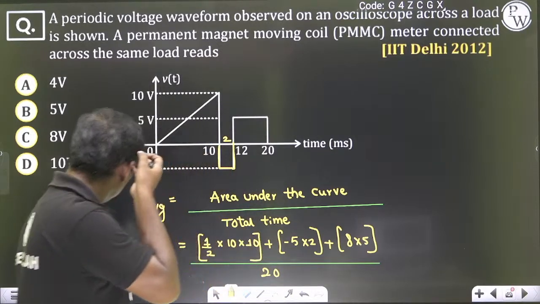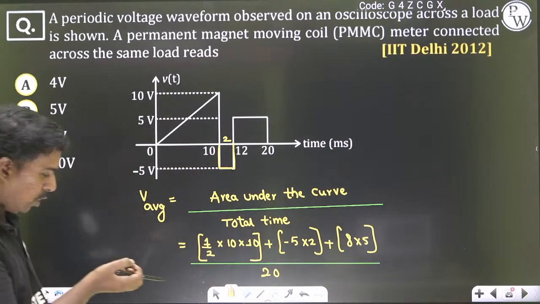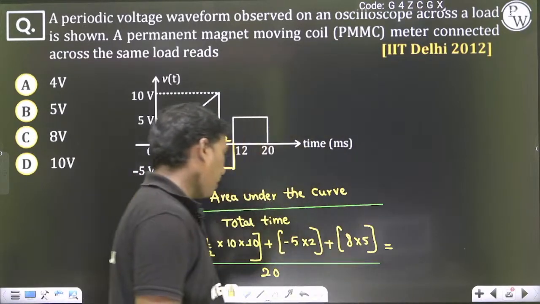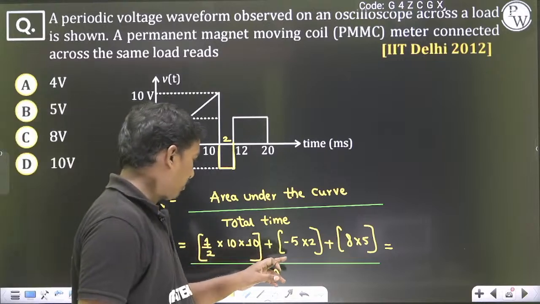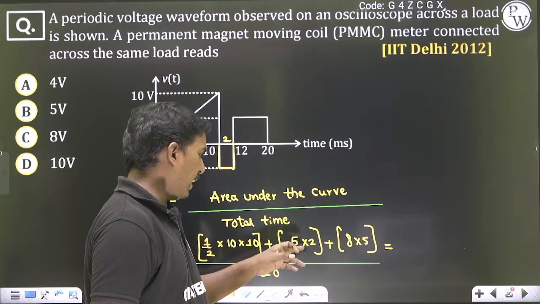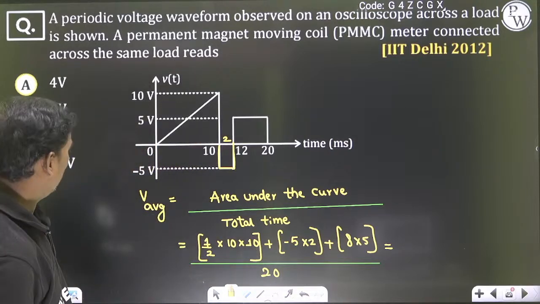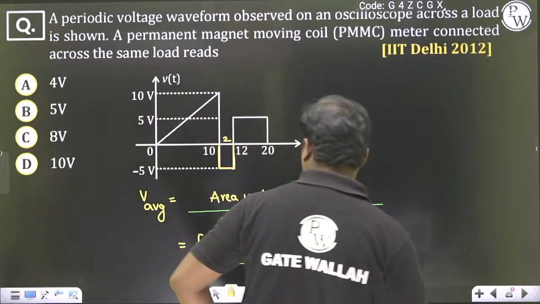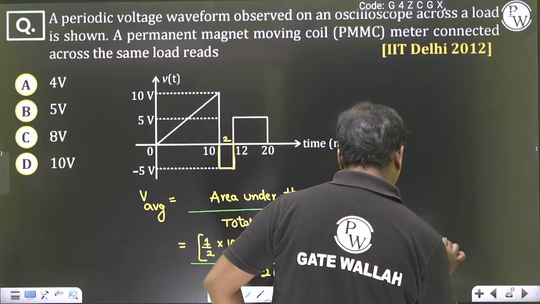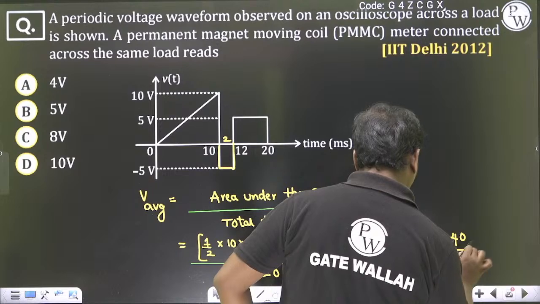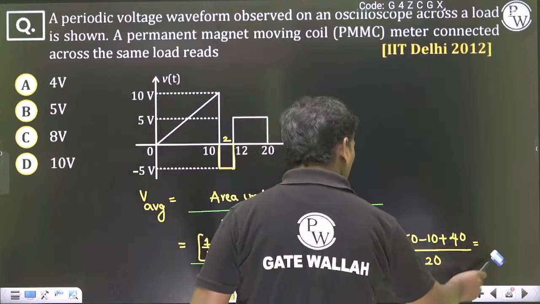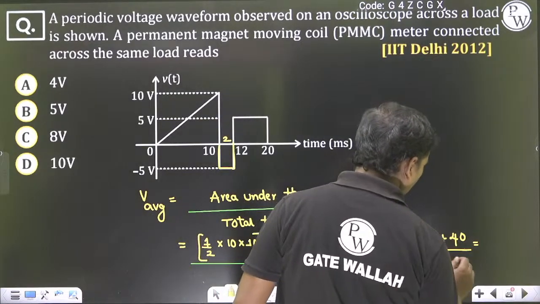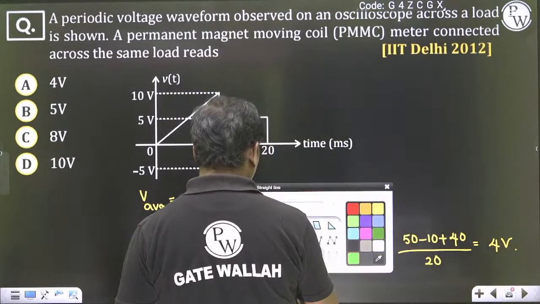Now if you calculate how much you are going to get, check it. 40 minus 20, 20. 100 by 2, 50. 50 plus 40, 90, 90 minus 10, 80, 80 by 20, 4 volts. So what I am actually going to get is 4 volts.